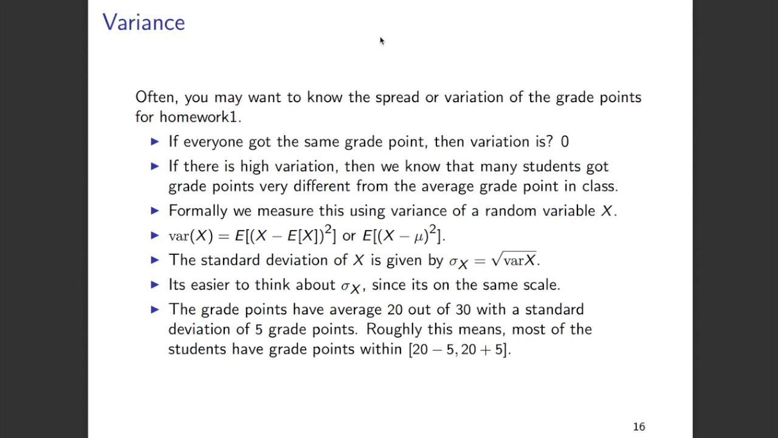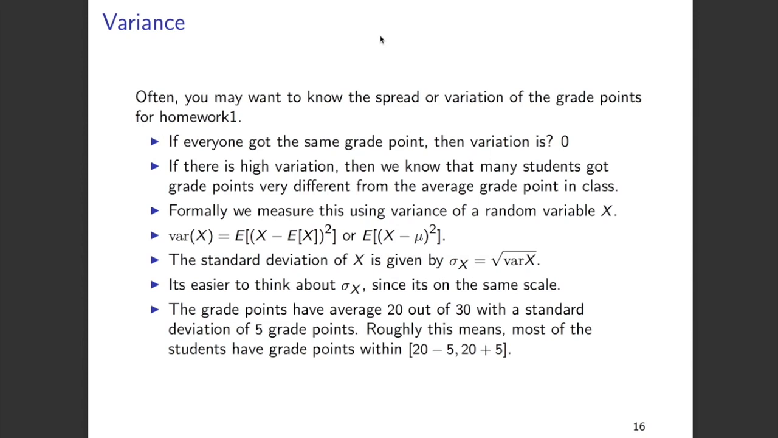Formally, we measure this variation using variance of a random variable X. Now, variance of a random variable is defined as follows. We take X minus expectation of X, and we take the square of that. Now as X is a random variable, X minus expectation of X whole square will also be a random variable. We take the expectation of that. Now if you remember, expectation of X is also sometimes represented by mu, so this particular formula can be simply expressed as expectation of X minus mu whole square.